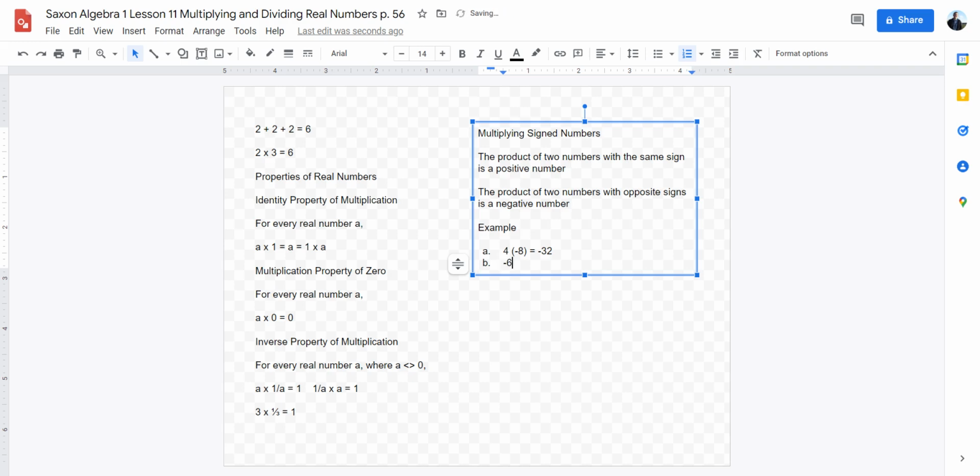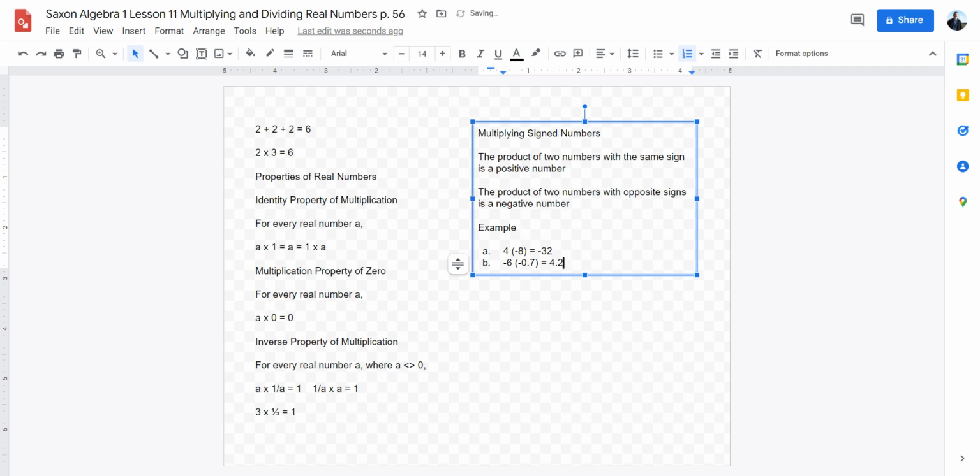-6 times -0.7. Okay, so we're mixing in some rational numbers here. 0.7 is not a whole number or counting number integer. So does it work the same way? Well, yep, it works the exact same way. So if I do 6 times 0.7, my answer is going to be 4.2. So it's almost 42, but I have to move the decimal place 1 to the left. So I'm just going to solve that part like I normally do.